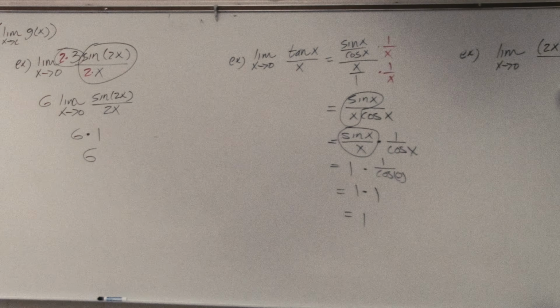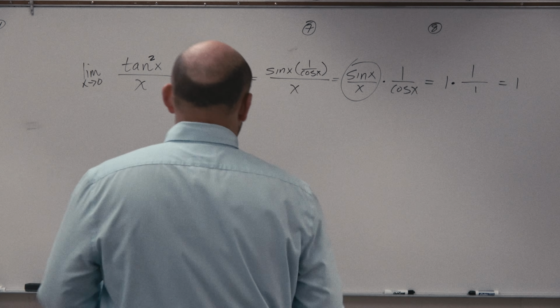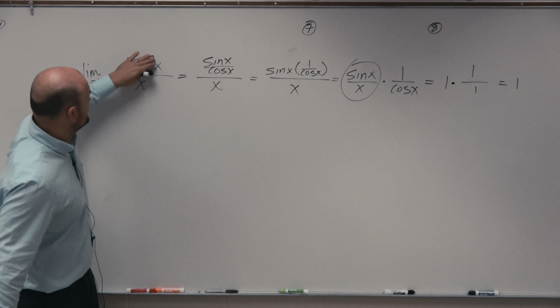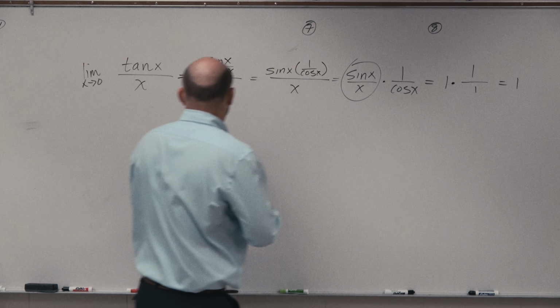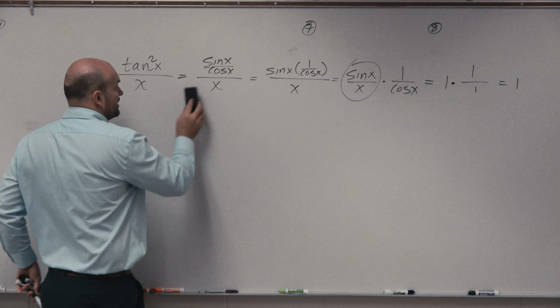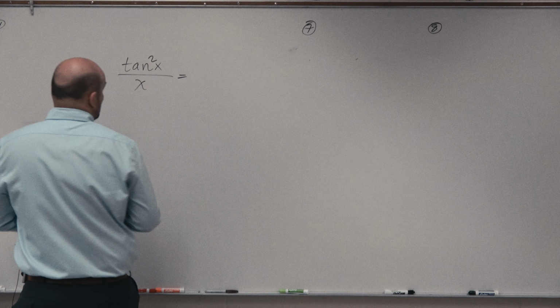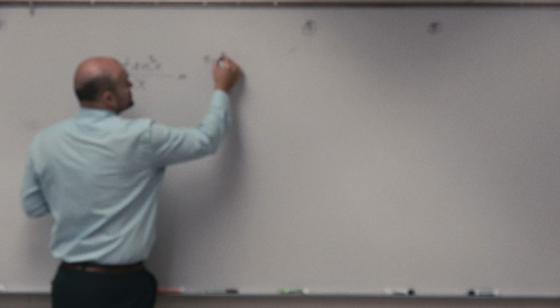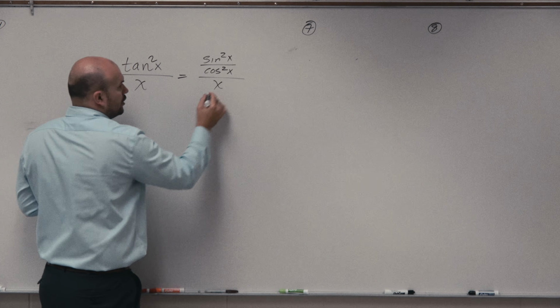OK, so remember, guys, to transform your function. When we had it just as tangent, we could follow along with this pattern. But now we change this to squared, and we have something a little bit different going on. Now we basically have sine squared of x over cosine squared of x over x.